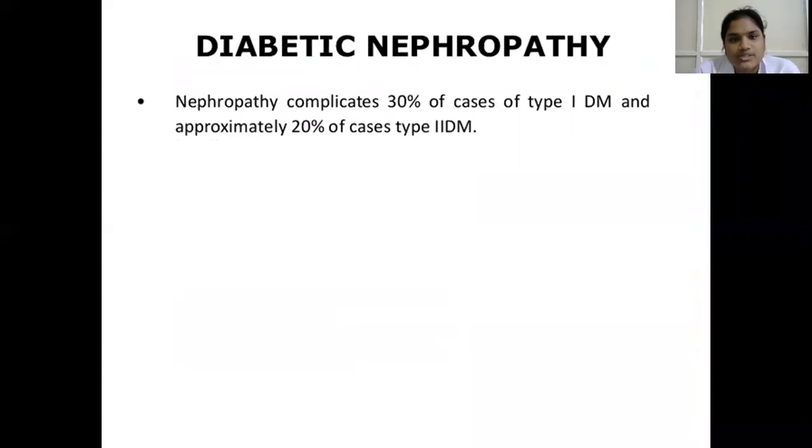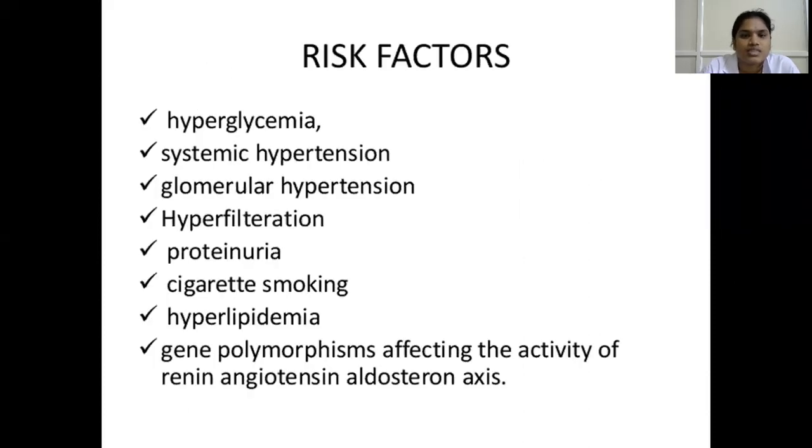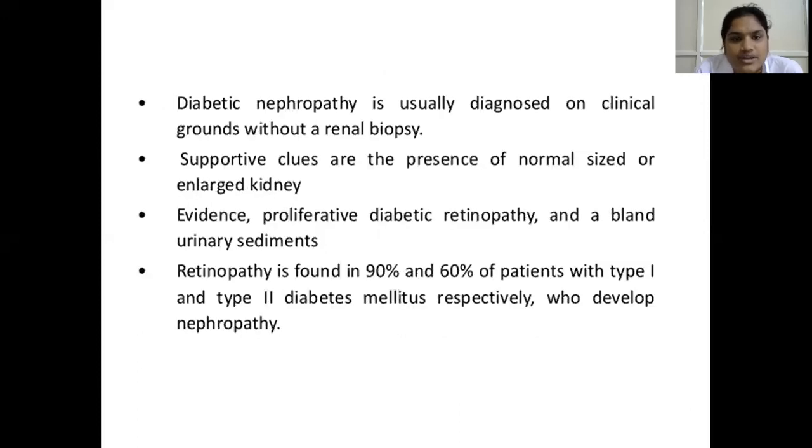Then the next one is diabetic nephropathy. This is a secondary cause of nephrotic syndrome, diabetes. Nephropathy complicates 30% of cases of type 1 diabetes mellitus and approximately 20% of cases of type 2 diabetes. Then the risk factors are hyperglycemia, systemic hypertension, glomerular hypertension, hyperfiltration, proteinuria, cigarette smoking, hyperlipidemia, and other causes can be present. These are the other risk factors.